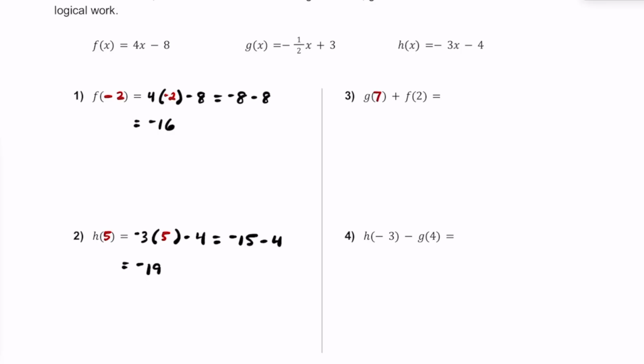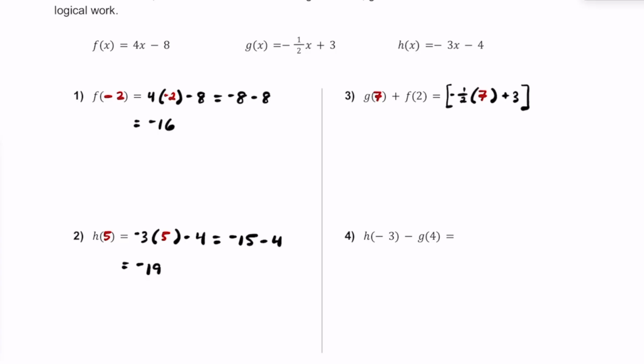So here is our g of x function. We're changing x to 7 here. Plugging this in, I'm going to use brackets just to separate these first. To keep things nice and organized, let's use brackets to organize this information. So we have g of x, that's going to be negative 1/2 multiplied by, we're saying x is going to be 7. So plug in 7 for x, then plus 3.